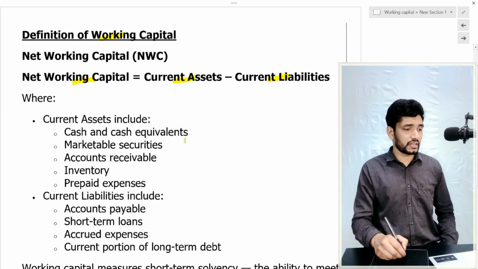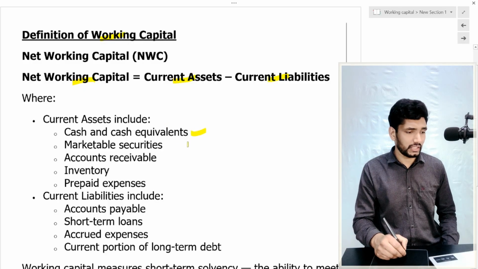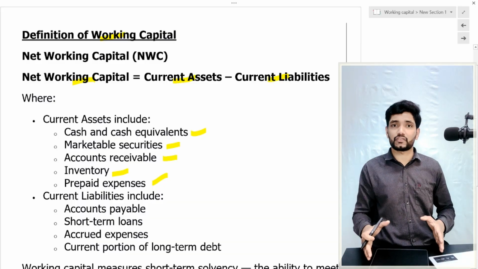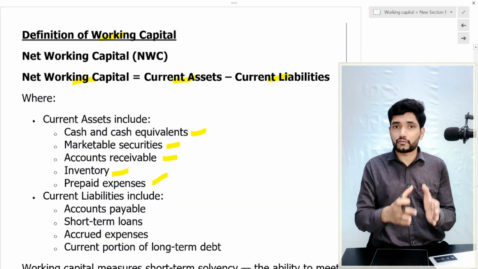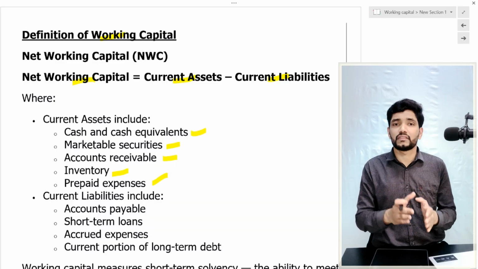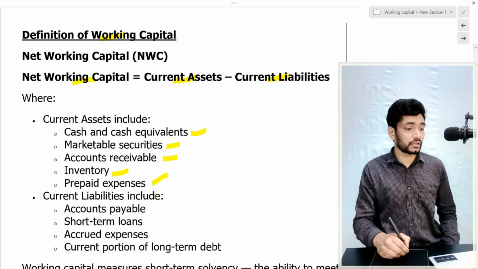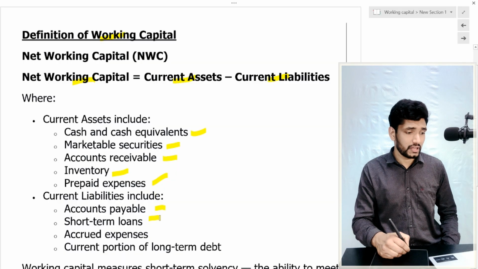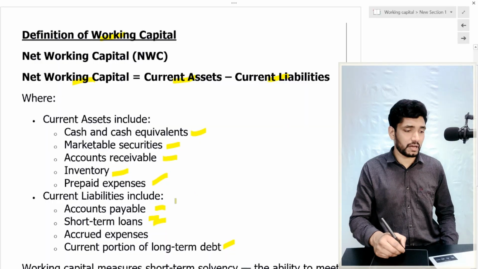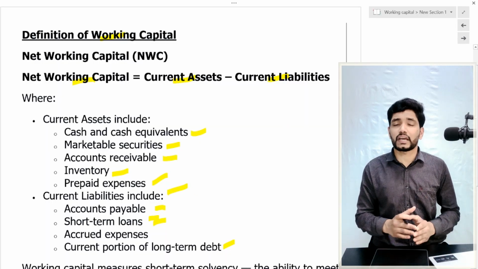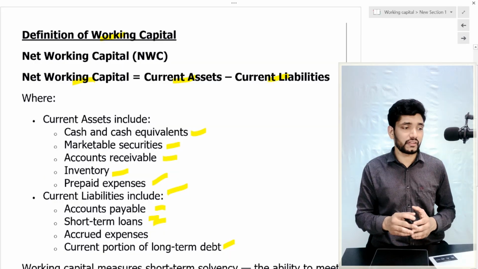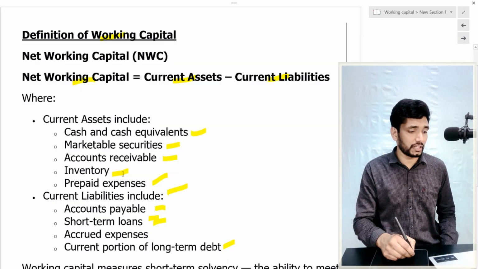The current assets include, first, cash and cash equivalents, then marketable securities, accounts receivable, inventory, and prepaid expenses. These are some examples of current assets. The current liabilities may include accounts payable, short-term loans, accrued expenses, and current portion of long-term debt. These all come under current liabilities. So if you reduce your total current liabilities from the total current assets, that is your net working capital.